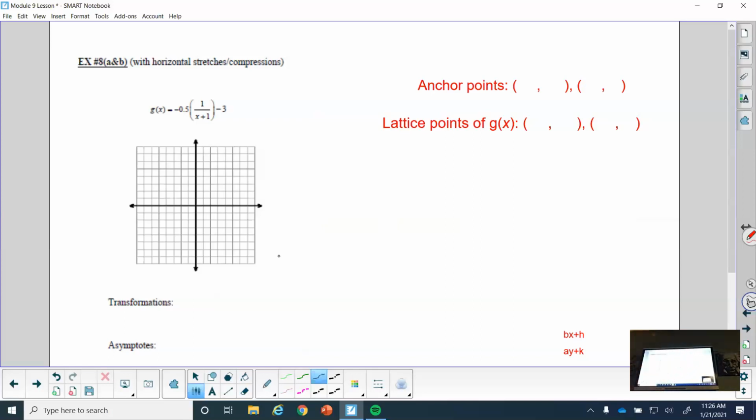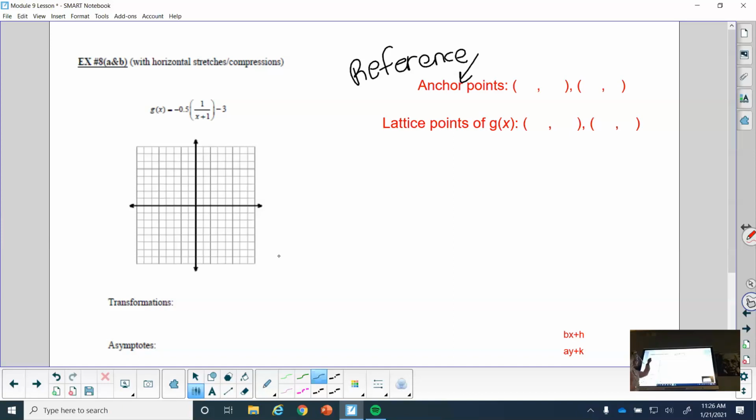Okay, so here we go, guys. This is really the bulk of what your homework's going to be. This is really the main piece of the section here. We are just going to look at transformations. And if you notice over here, I have anchor points and lattice points. Your book calls these reference points. And I'll talk to you about what that means also.